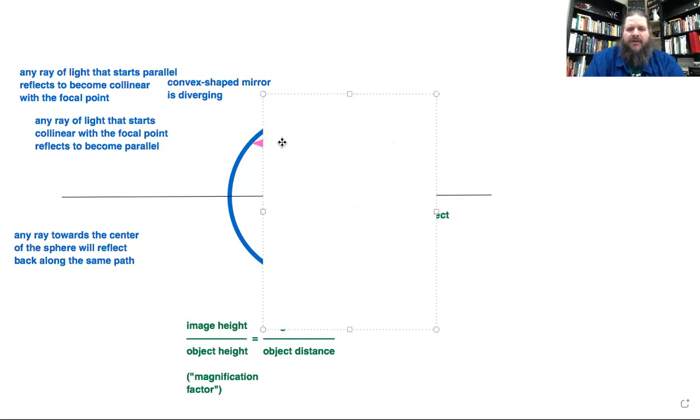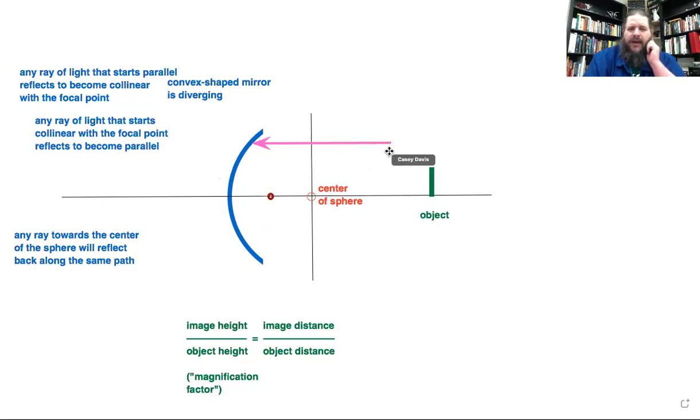If it starts off parallel to the axis and hits this concave side, what would you expect to happen? Would it go through the focus point? Yeah, it's still going to bounce off through the focal point. So any ray of light that starts off parallel is still going to pass through the focal point. And the focal point in this case will still be halfway between the center of the sphere and the surface.